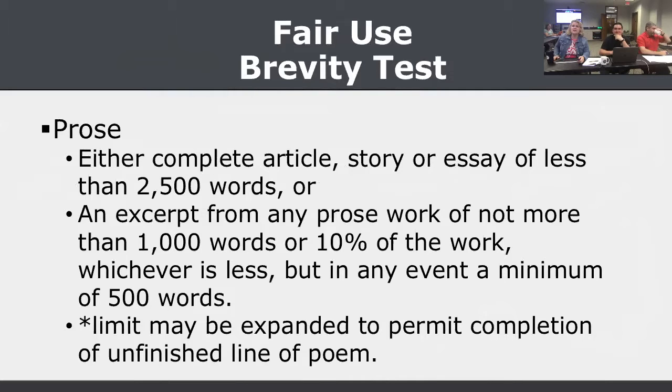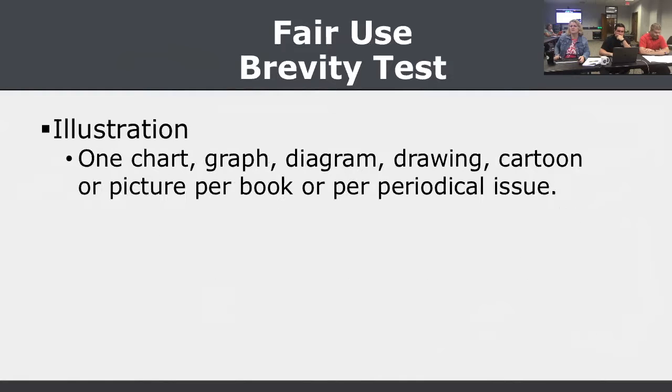For prose, the brevity test says the complete article, if it's less than 2,500 words, that's about 10 pages. And you can have an excerpt from a prose work of not more than 1,000 words or 10% of the work, whichever is less. And again, you can expand it to finish the unfinished line of the paragraph or thought. You can use one chart, graph, diagram, or cartoon per book.